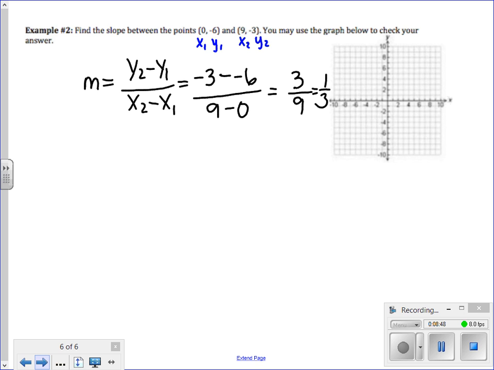I can check this again by plotting and verify my work. 0, -6 gets a point, and 9, -3. If I want to find the slope of the line that passes through those 2 points, I'm going to check and see if it's the slope 1/3. So I'll go up 1, 2, 3 over 1, 2, 3, 4, 5, 6, 7, 8, 9. So up 3 over 9, which, yes, is 1 over 3.